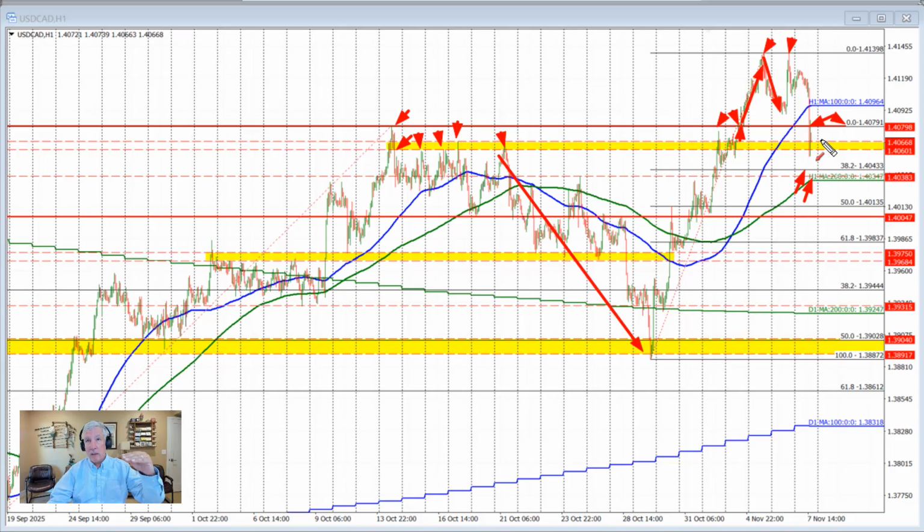Now that's a risk-defining level for traders looking for more downside. On the downside, what you want to see is the price move back below this swing area right through here, back below the 1.4060 level. That, I think, should open the door for a move toward the 38.2, 200-hour moving average, and we'll see what happens at this level. Do the sellers have the courage to take the price further to the downside? Do the buyers come in against that level? That's going to be a key level for traders, not only today but going forward.